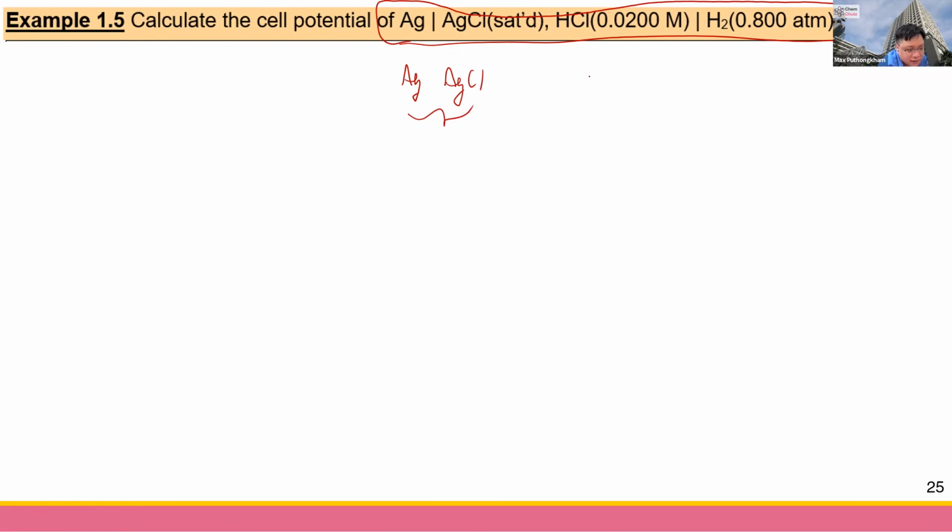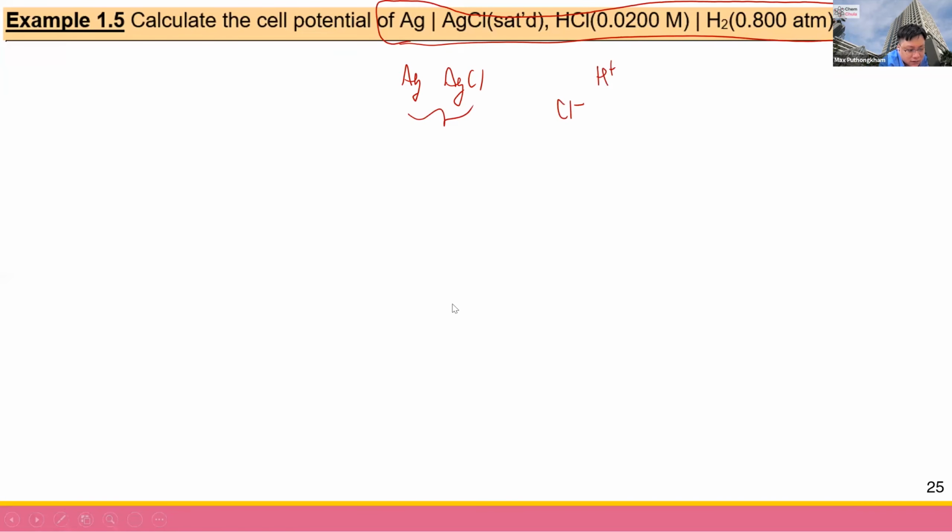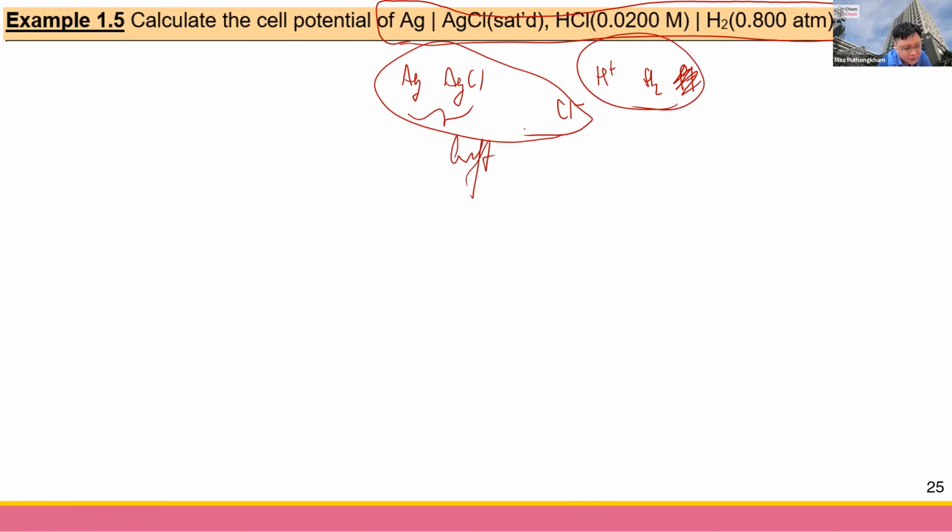Another half cell you may have is hydrochloric acid, which basically gives you proton and chloride as well, and this one is hydrogen gas and platinum. Platinum is the inert electrode, so I don't think we use it. So now we can see that the two half cells we have are the silver chloride half cell and the hydrogen plus and hydrogen half cell. So this is the left one, and this is the right one.